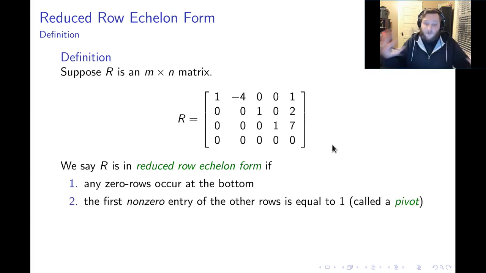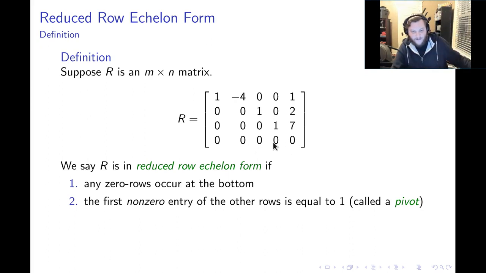Rule number 2. All of the other rows, so these are the rows where not every single entry is equal to 0, although we could have some entries equal to 0, these other rows have to have first non-zero entry equal to 1. And these are very, very important entries inside of a reduced row echelon form matrix. They're so important that they have a special name. These are called pivots.